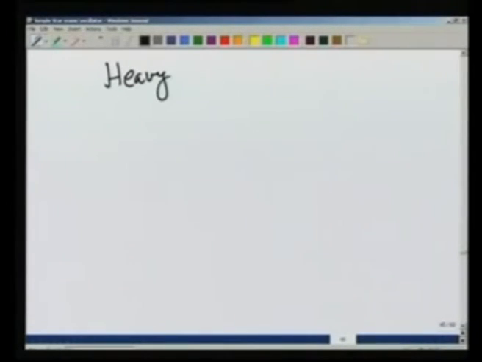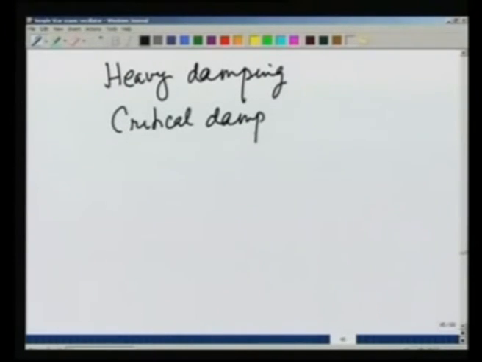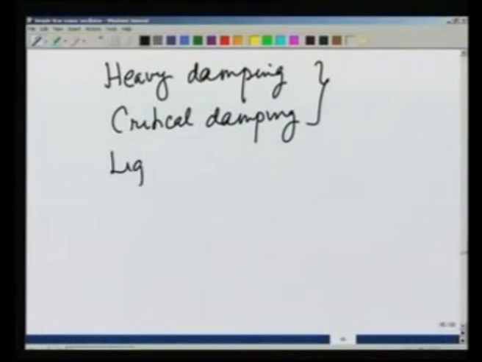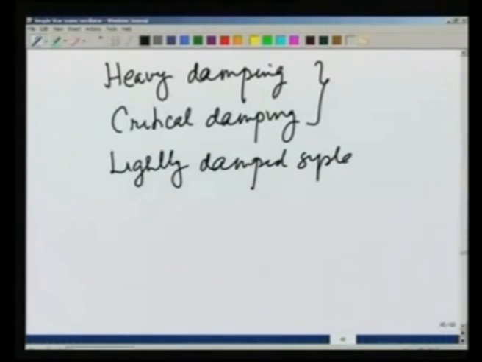So, let us conclude this lecture by saying that we learnt about heavy damping, we learnt about critical damping and understood the difference between critical and heavy damping, and realized how critical damping is important when we want to damp out certain impulses within a very short distance and short time. And then we learnt about lightly damped systems, their average energy and their quality factor.